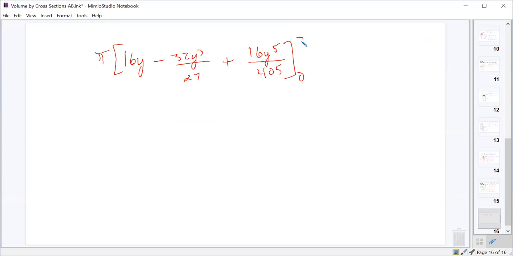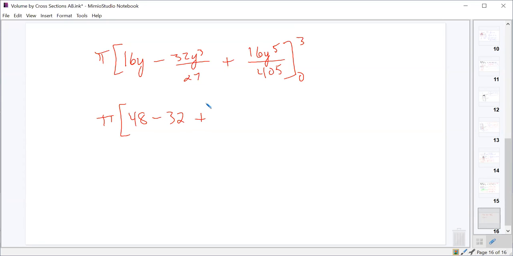From 0 to 3. And plugging in 0 for the second part of this is nice and easy because that all just becomes 0. So we just need to plug in the 3 effectively. 48 minus 3 cubed is 27. That cancels with that 27. So minus 32.